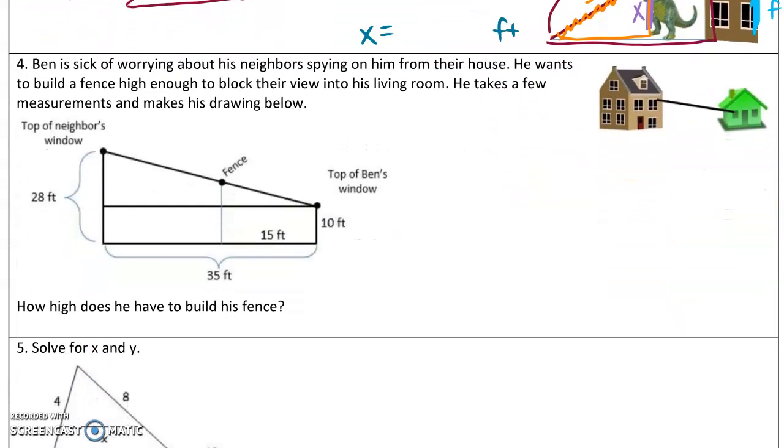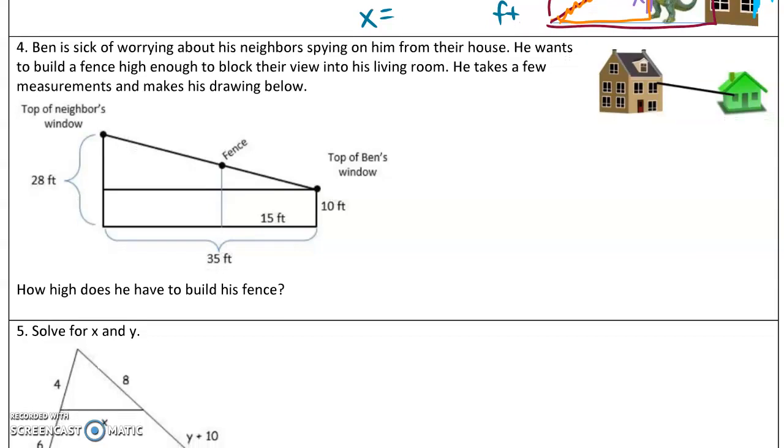And then taking a look at number 4. Ben is sick of worrying about his neighbors spying on him from their house. That's kind of weird, but let's keep going. He wants to build a fence high enough to block their view into his living room. He takes a few measurements and makes his drawing below. So this is his drawing. He has top of his neighbor's window, his fence, top of Ben's window, and you can see a more realistic picture of what it could look like here. But it says, how high does he have to build his fence? So this whole thing is his fence, and that's what we need to find.